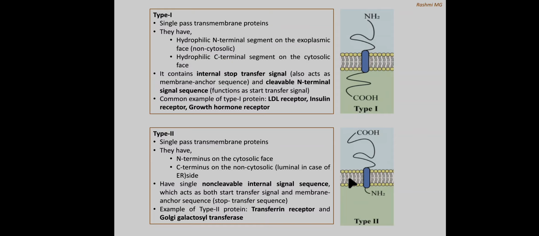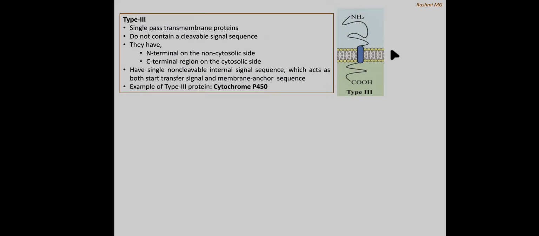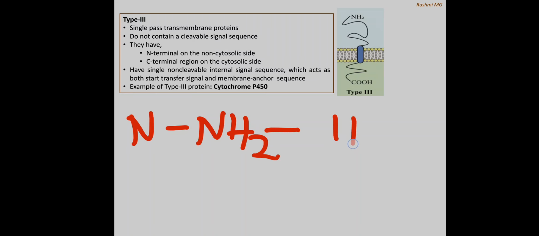Next. Type 3 is also a single pass transmembrane protein. They do not contain any cleavable signal sequence. They have an N-terminal. What is the N-terminal? I taught you right now. The N-terminal has NH2 and it is hydrophilic. It is on the non-cytosolic side.